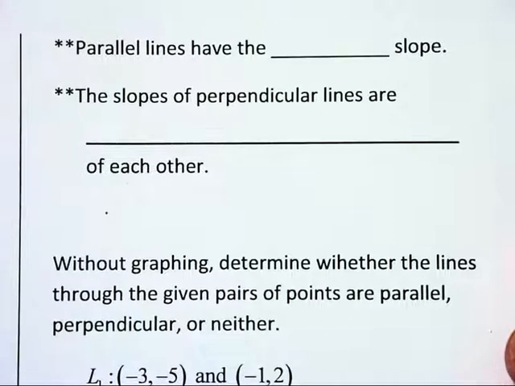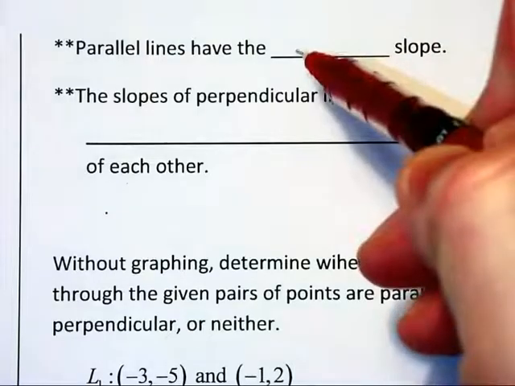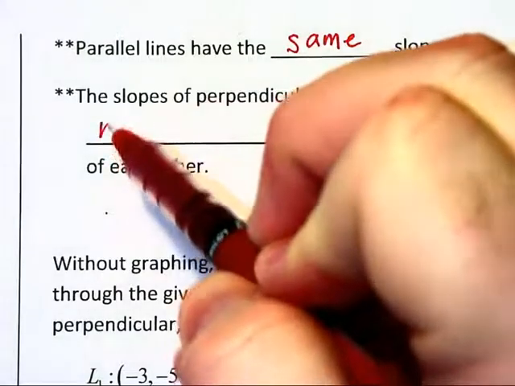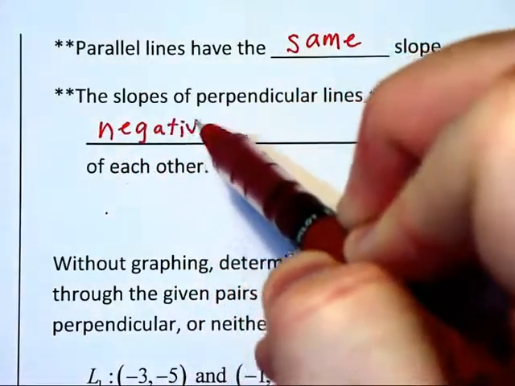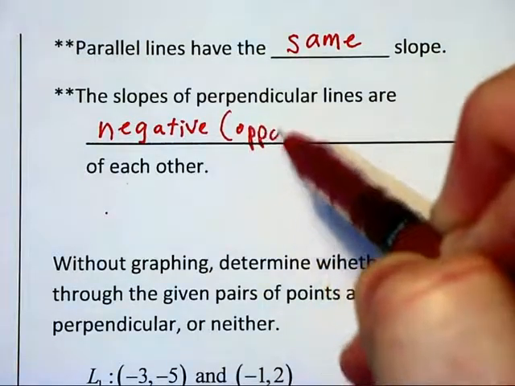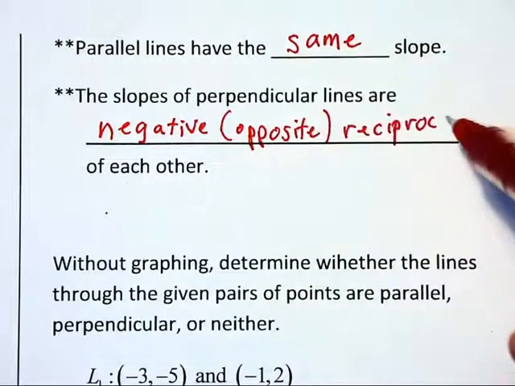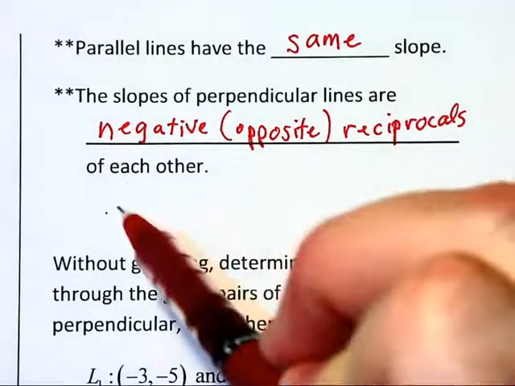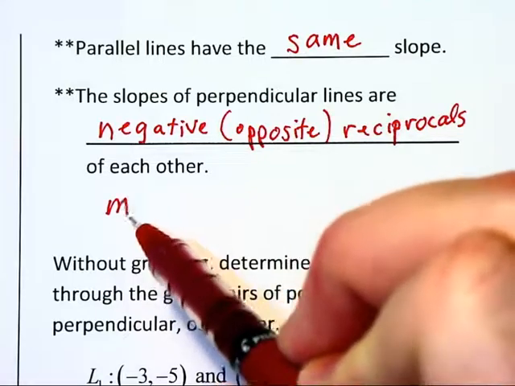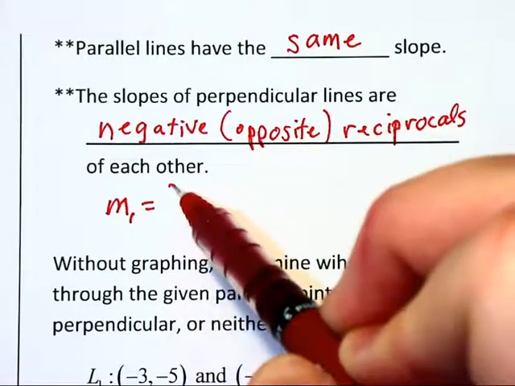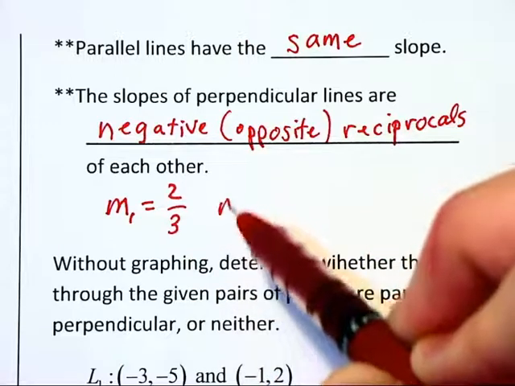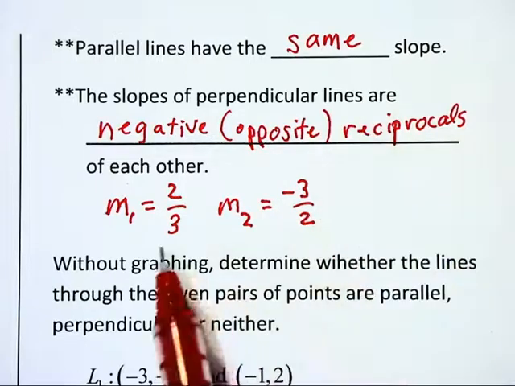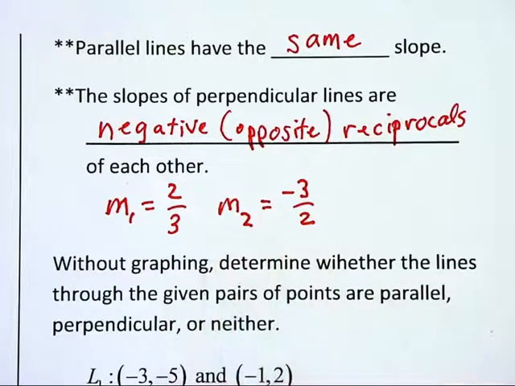Here are a couple of sentences that you need to memorize. Parallel lines have the same slope, and the slopes of perpendicular lines are negative reciprocals, or some people say opposite reciprocals of each other. It's not enough to say opposites, you need the opposite and the reciprocal. For example, if a slope m, which I'll call m1, is equal to 2/3, m2, which will be perpendicular to it, would be -3/2. Notice I've changed the sign and I've flipped the fraction over.